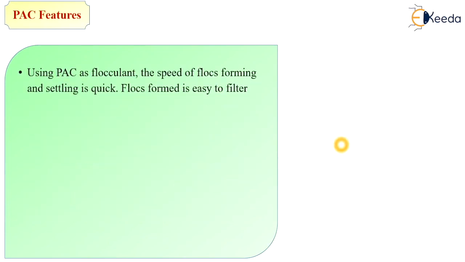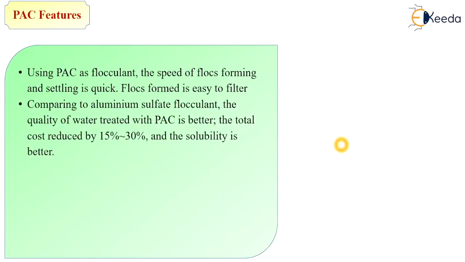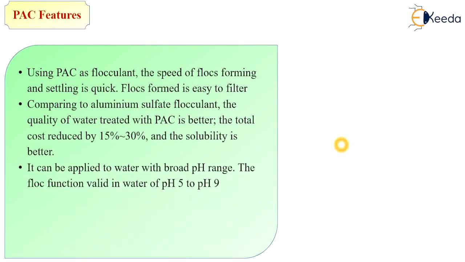Using polyaluminum chloride as a flocculant, the speed of flock forming and settling is quick. Flocks formed are easy to filter. Compared to aluminum sulfate, the quality of water treated with PAC is better. The total cost is reduced by 15 to 30% and solubility is better. So polyaluminum chlorides are always effective and better from an economic point of view than aluminum sulfates. It can be applied to water with a broad pH range. The flock formation is valid in water of pH range 5 to 9.